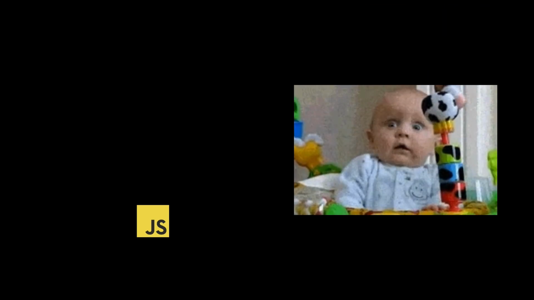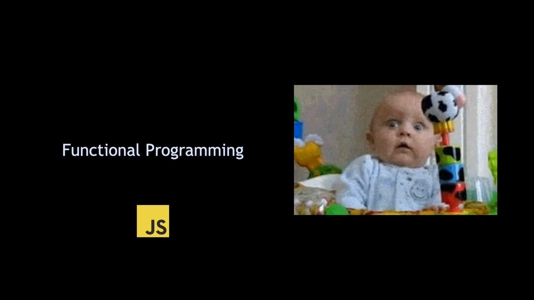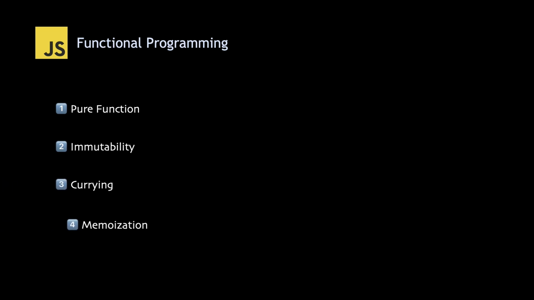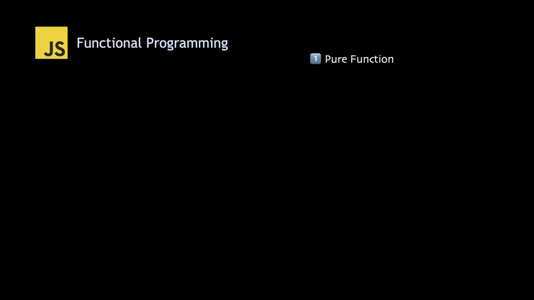As soon as we hear functional programming, it might sound a bit scary, and to be honest, it can be. Just kidding. But don't worry, by the end of this video, you will see that it's not as daunting as it seems. So let's get started. Today, we will be covering 4 key concepts, namely pure functions, immutability, currying, and memoization.